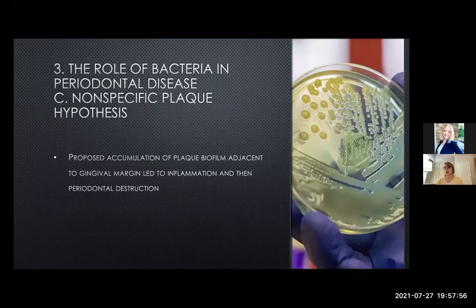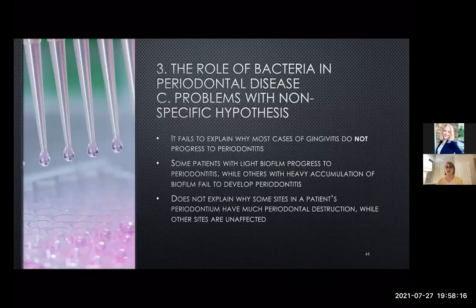So let's talk about these different hypotheses involved in the progression of periodontal disease. First, we have the non-specific plaque hypothesis, and this basically said that all plaque biofilm leads to periodontal destruction. Well, you and I know that's not true, right? Why do some people get gingivitis and it never progresses to periodontitis, while other patients have really light plaque biofilm and have crazy periodontitis? It doesn't explain the difference in rates of periodontitis and destruction in some areas of the mouth while there's none in others.